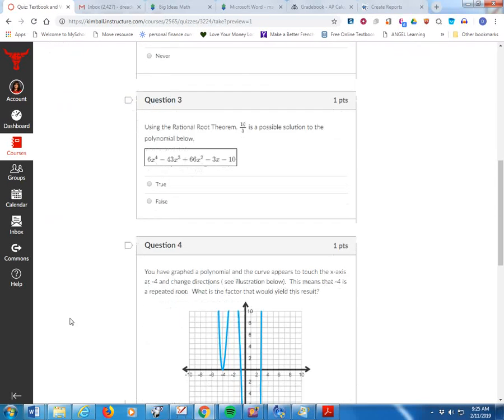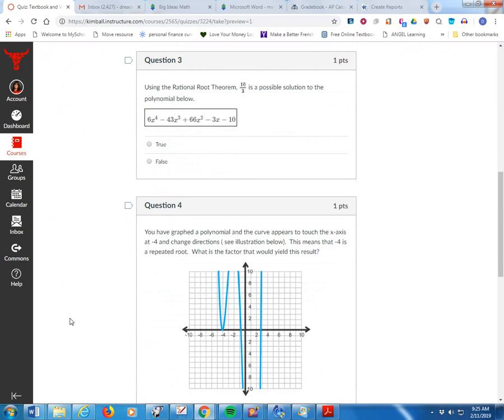Using the rational root theorem, 10/3 is possible here. Well, what are possible factors of 10? 2 and 5, 1 and 10. What are possible factors of 6? 2 and 3, 1 and 6. Is there any way for me to get a combination of 10 over 3? Yes, because there's 10 here and 3 here. So 10/3 is one of your possible rational solutions. I don't know if it is. We have to use synthetic division and figure it out, but it is possible based on the rational root theorem.